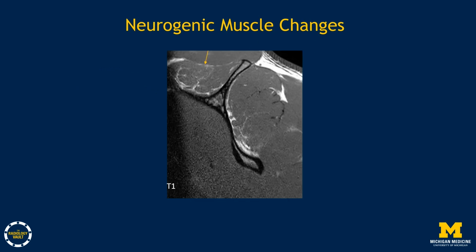In the subacute and chronic phases, we will also see progressive fatty infiltration of the muscles, as seen here on the sagittal T1 sequence of the shoulder. So fatty infiltration of the supraspinatus muscle and to a lesser extent of the infraspinatus muscle, suggestive of subacute suprascapular neuropathy.